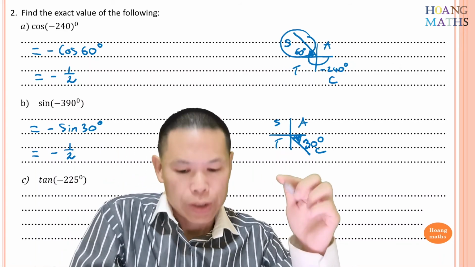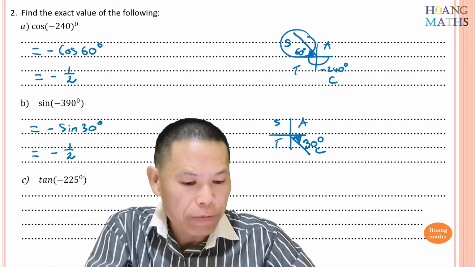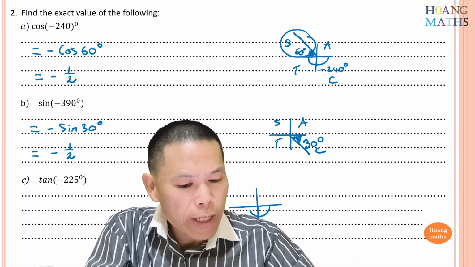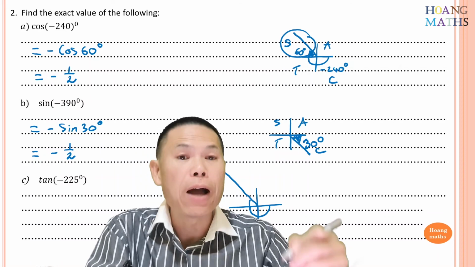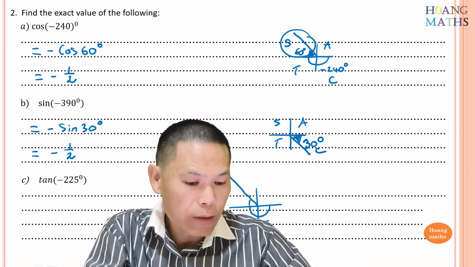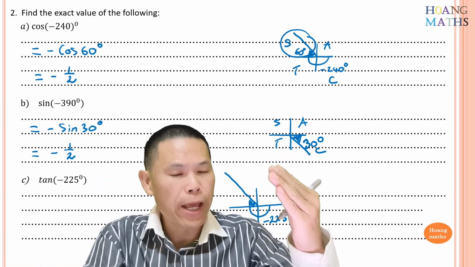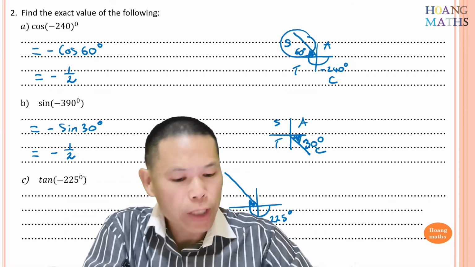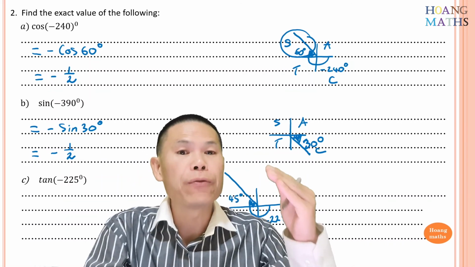Last one, tan of negative 225. So let me just draw the diagram out first. So negative 225. From here to here is 180 and we add a bit more. So 225. So this is negative 225 degrees. So to work out the reference angle, we just go 225 minus 180 and you should get 45. So this reference angle here is 45 degrees.